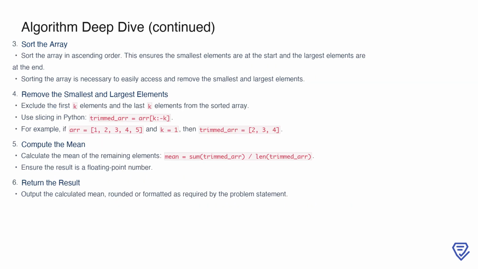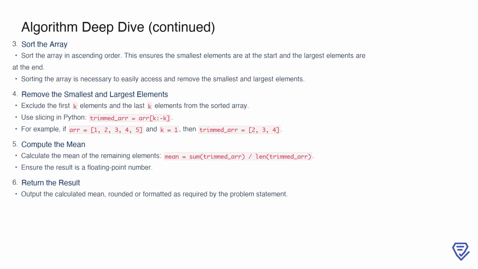Once we've determined the truncation size, the next step is to sort the array in ascending order. Sorting is essential because it organizes the smallest elements at the beginning and the largest elements at the end, making it easy to remove them. After sorting, we can exclude the first k elements and the last k elements using slicing. For example, if the sorted array is 1, 2, 3, 4, 5, and k is 1, the remaining array after slicing will be 2, 3, 4. This trimmed array contains only the elements we want to include in our mean calculation.